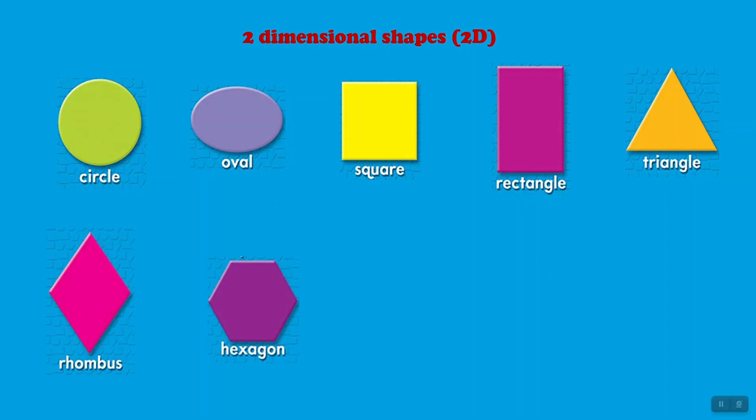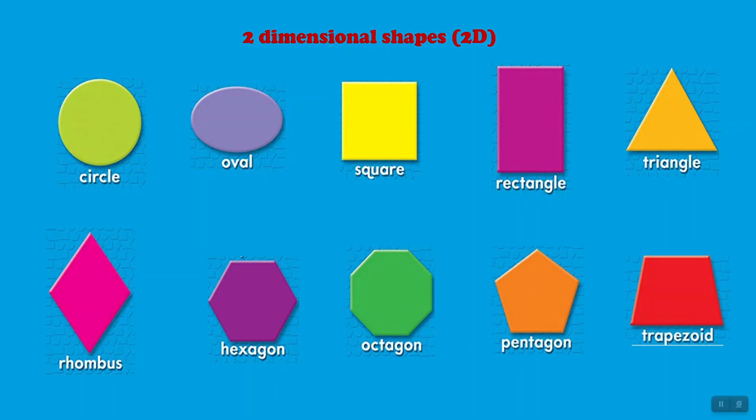the hexagon, which has six sides. So we have irregular and regular hexagon. This one is a regular hexagon because all sides are equal. We have also the octagon, which has eight sides. The pentagon with five sides. The trapezoid. We have many more shapes which we can see all around us.